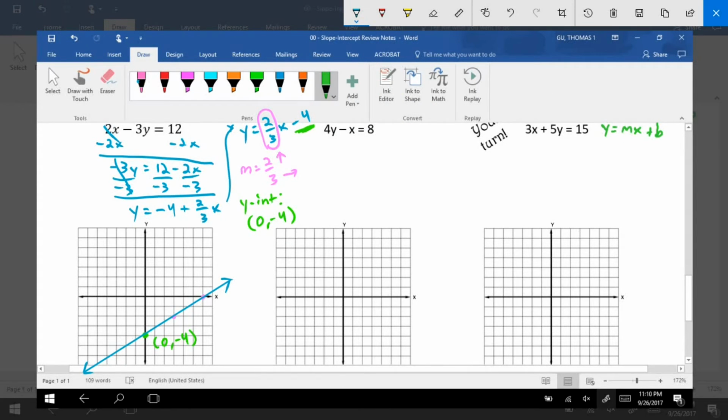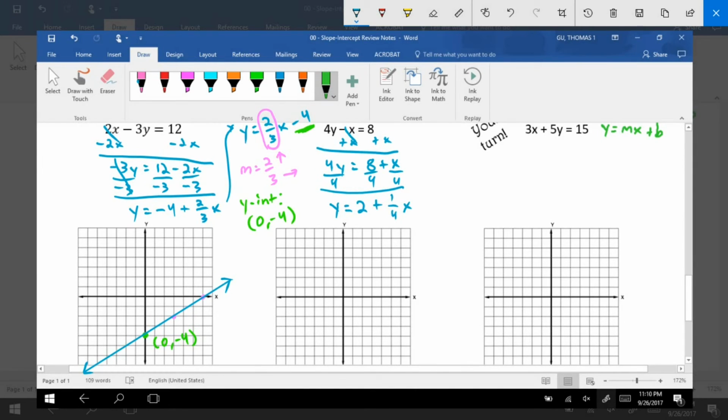Now let's do the next one. Let's take a look at this: 4y minus x equals 8. On this one, we're going to add x to both sides. Remember, we're trying to get the y all by itself. And then we're left with 4y equals 8 plus x. Now, if we want to get the y alone, we're going to divide by 4, so everything needs to be divided by 4. And we have y equals, what's 8 divided by 4? That is 2 plus x over 4, which is the same thing as 1 over 4x, right? There's nothing next to this x, but that's understood as a 1.